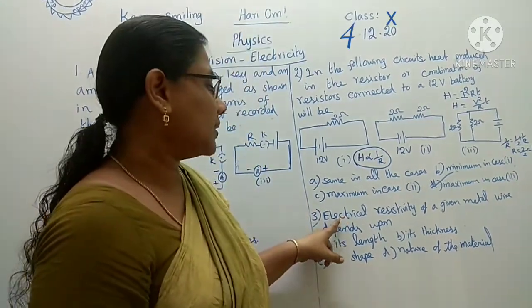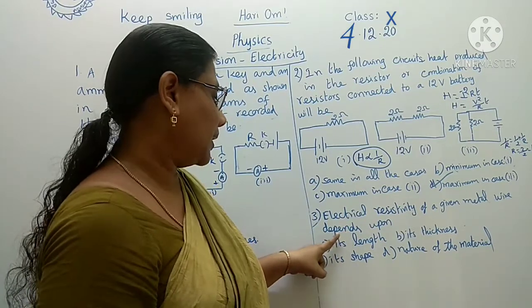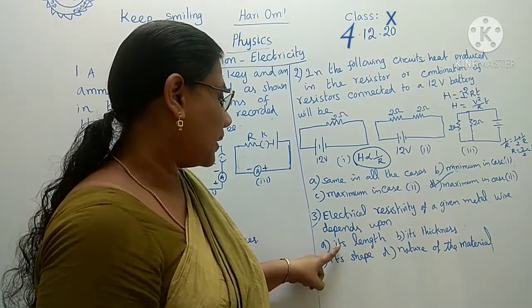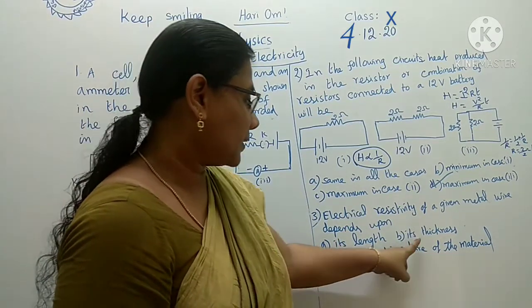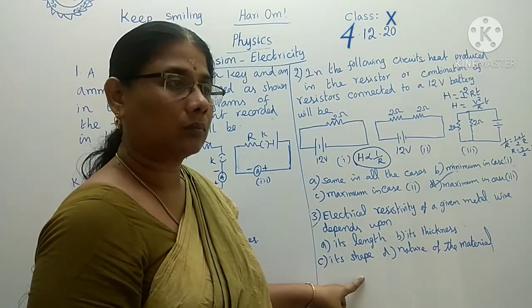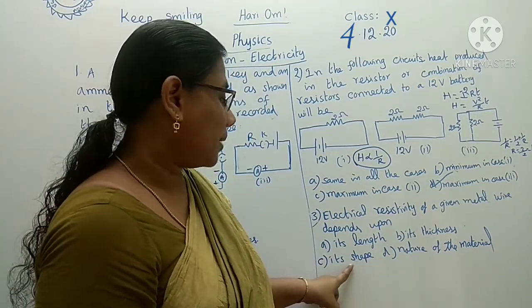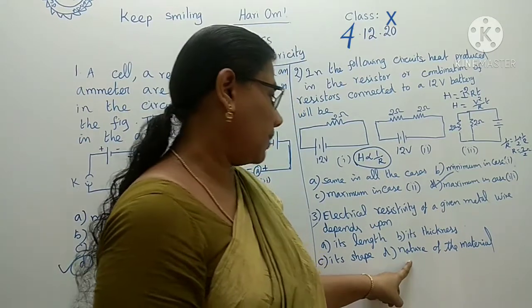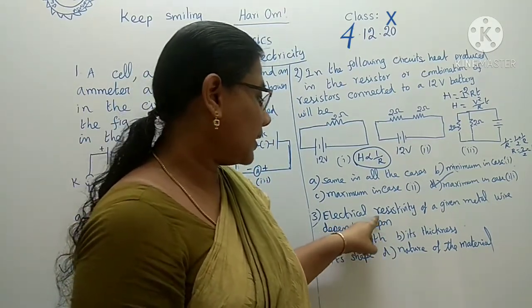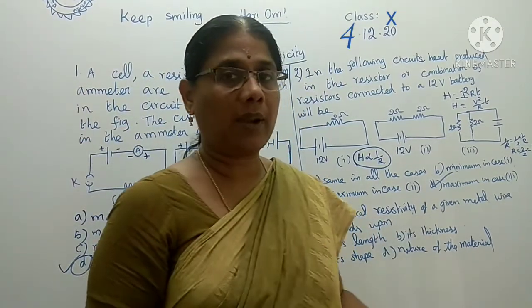The electrical resistivity of a given metal wire depends upon its length, its thickness, its shape and nature of the material. What is given? The electrical resistivity of a given metal wire.